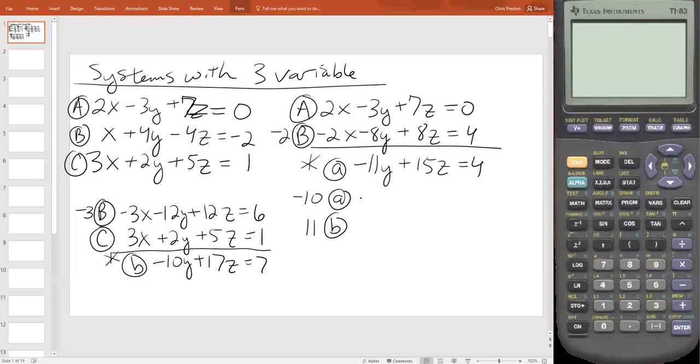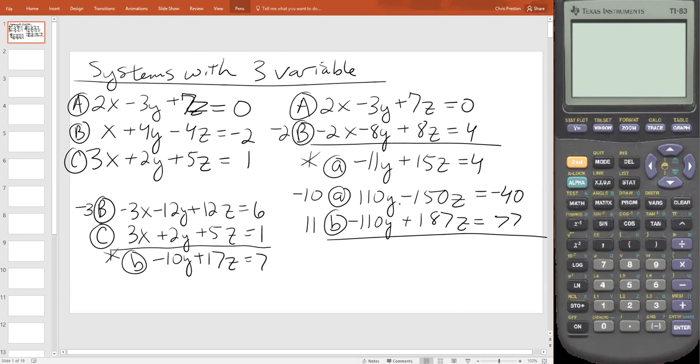110. So multiplying everybody in little a by -10, that's going to give us 110y negative 150z equals -40. Multiply everyone by 11 on b is negative 110y. Let's see, 11 times 17. That's going to be a positive 187z, and then equals 77.